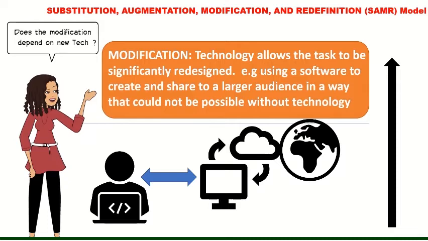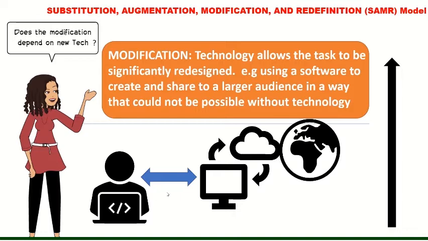With modification, the teacher says, does the modification depend on new technology? If the answer is yes, then she or he has moved to modification, which is above the line. Modification is defined as where the technology allows the task to be significantly redesigned. For example, if you use software to create and share to a larger audience in a way that could not be possible without technology, then you have modified the task.